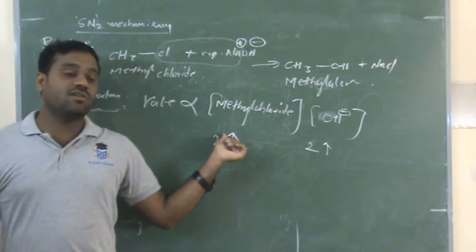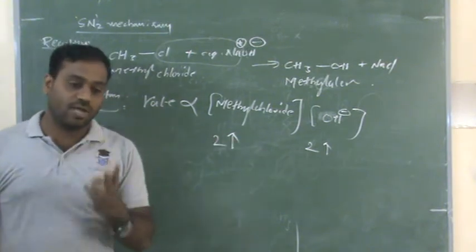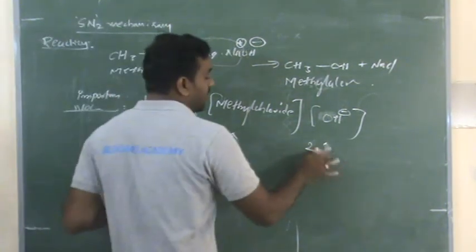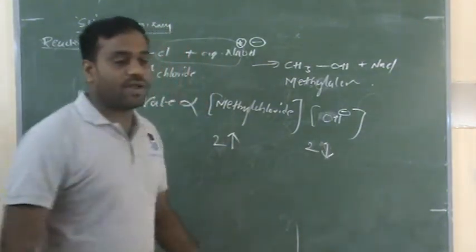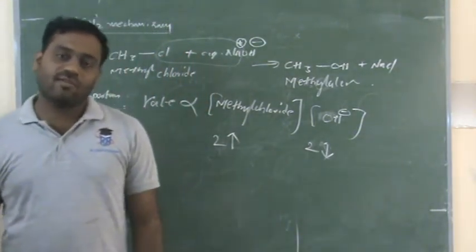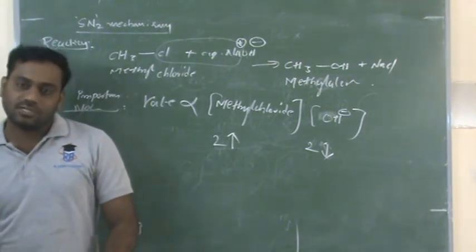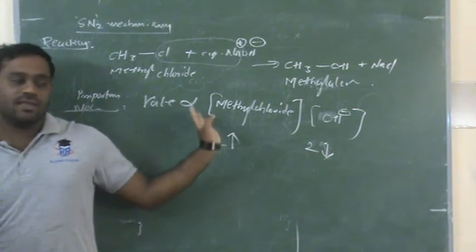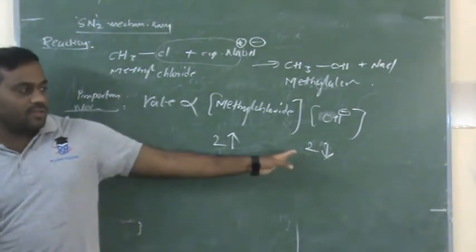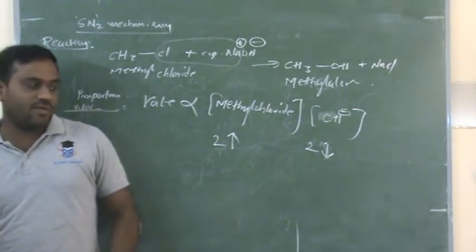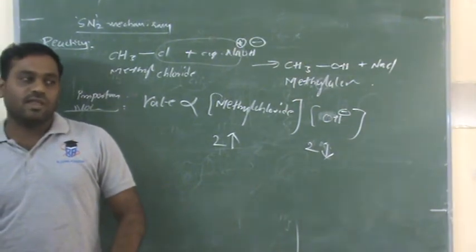Suppose I have increased the concentration of the methyl chloride 2 times, and if I decrease the concentration of the nucleophile 2 times, what about the rate of the reaction? There is no change. Why is there no change? Because one I increase 2 times, one I decrease 2 times, then both are nullified.